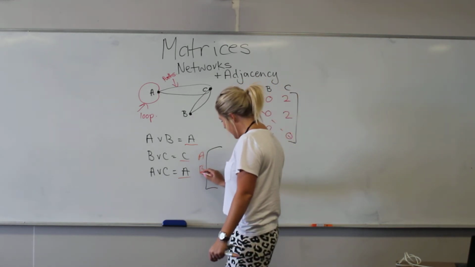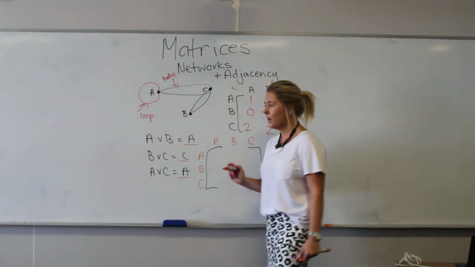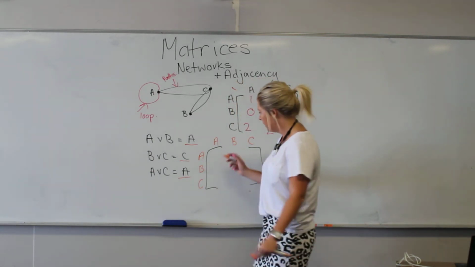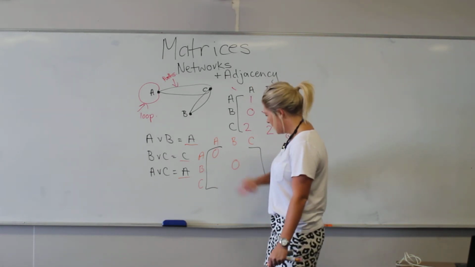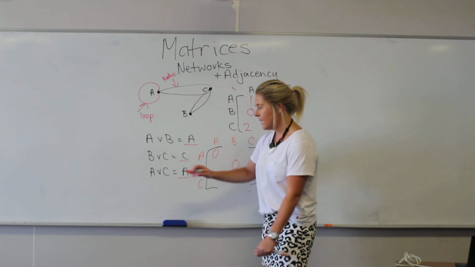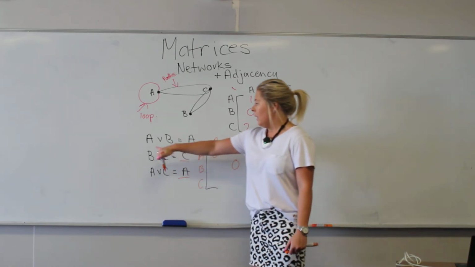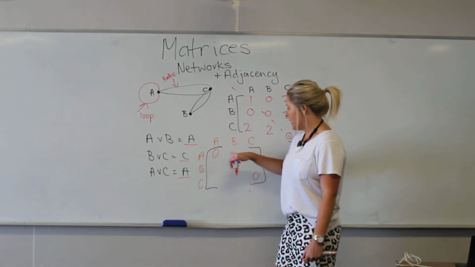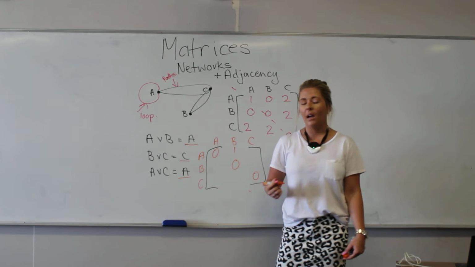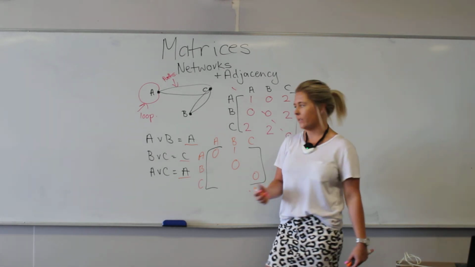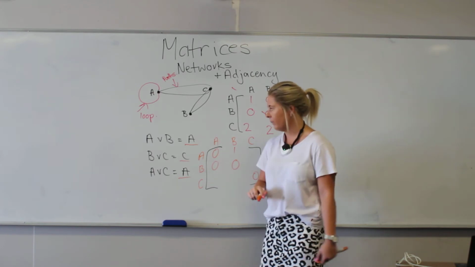A, B, C comes down the side. A, B, C goes across the top. A didn't play itself, so put a 0 in. B also didn't play itself, so put a 0 in there. And C also didn't play itself, so put a 0 in there. Now when we're looking at A versus B, A won, so they get a 1. B didn't win, so they get a 0. So when B plays A, 0 goes in there.